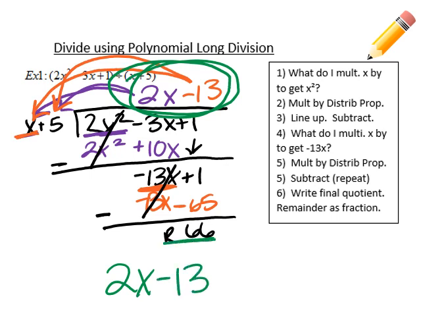Think of your remainder as extra. If it's extra, we're going to add it on to the end, but we write it as a fraction, so we have the remainder over the divisor of x plus 5. That's how we will always write remainders when doing polynomial long division.